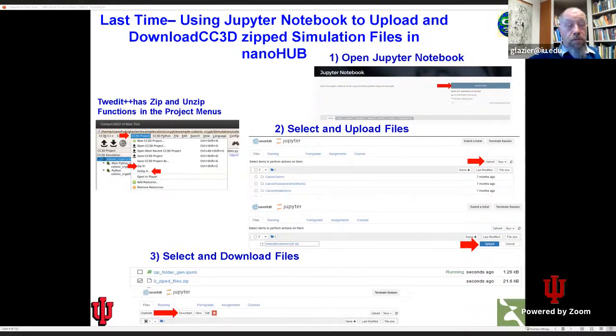So one of the things that obviously I'm having trouble with at the moment, since I can't get into NanoHub, was how to upload and download files to NanoHub. Just making sure that people are able to do that if you're using the NanoHub deployment. And again, we had to use this Jupyter Notebook auxiliary application to do that.